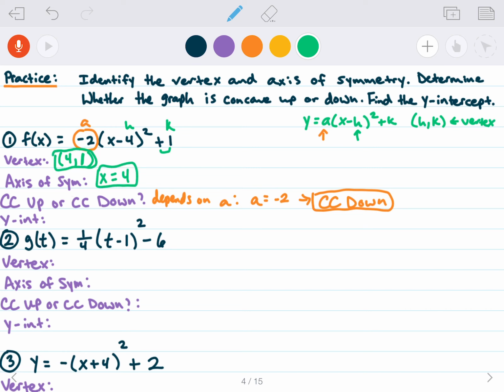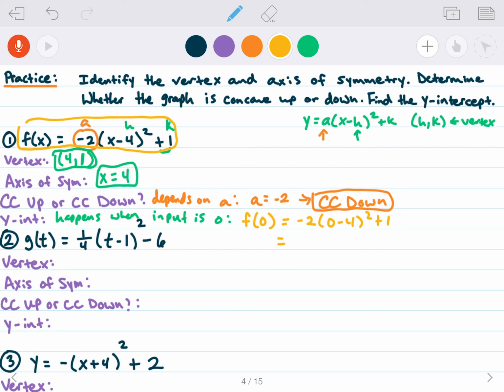And the last thing is the y-intercept. The y-intercept happens when x is 0. Let's write that down. Or how about the input? That's a better way to put it. So if we plug in 0 into our equation for our input up here, f of 0 is equal to -2 times (0 minus 4) squared plus 1. If we simplify this, we get -2 times (-4) squared plus 1. -4 squared is 16, so this is -32 plus 1, which is -31. So this is our y-intercept.